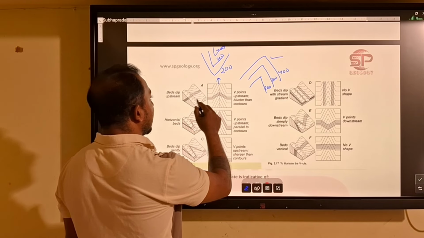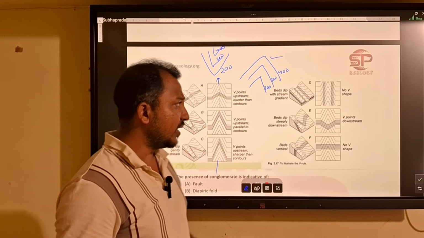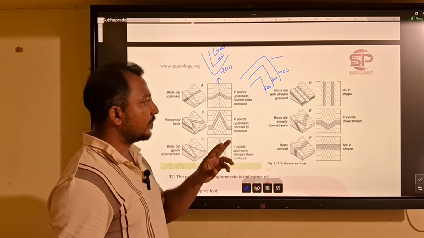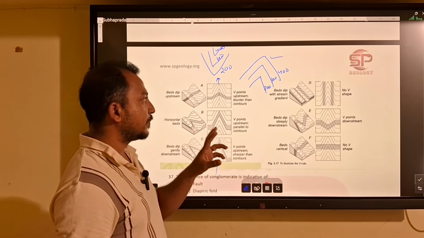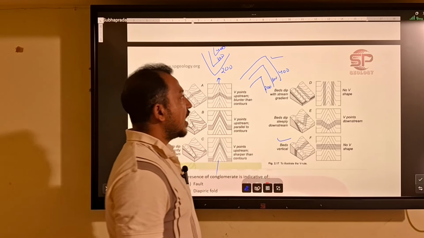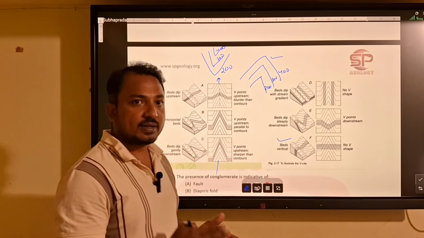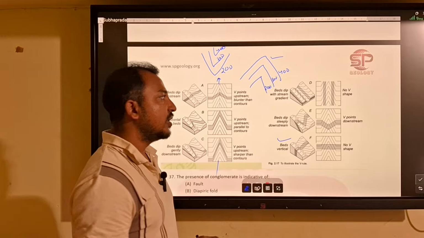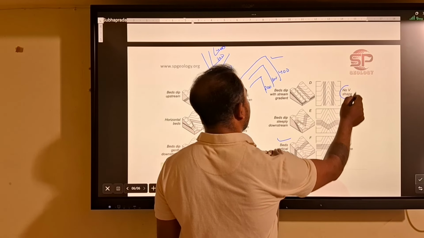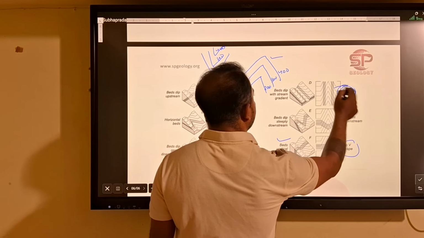Now, in any valley, when a bed produces a V, that means the bed is inclined. There are two conditions where it will not produce a V. One, a vertical bed will not produce a V, and in an inclined condition, if the dip of the bed is equal to the dip of the valley, in that case also no V shape will be produced. So there are two conditions where no V shape will be produced.